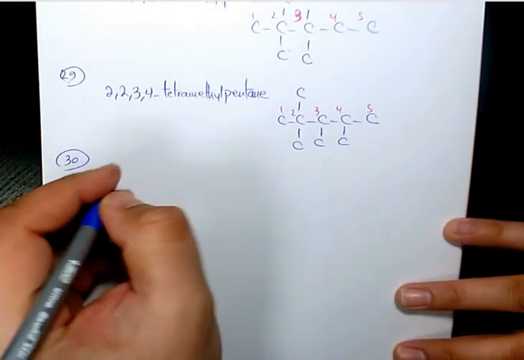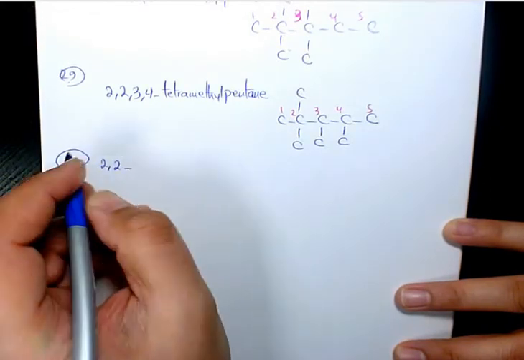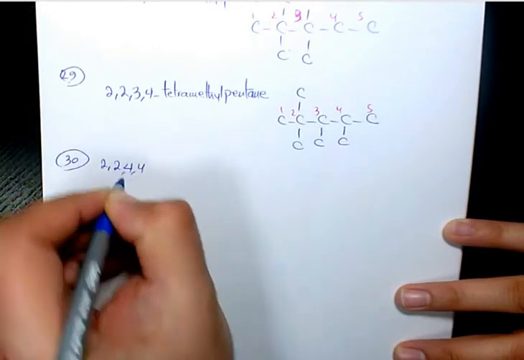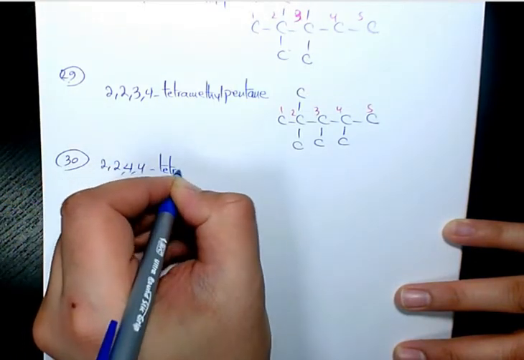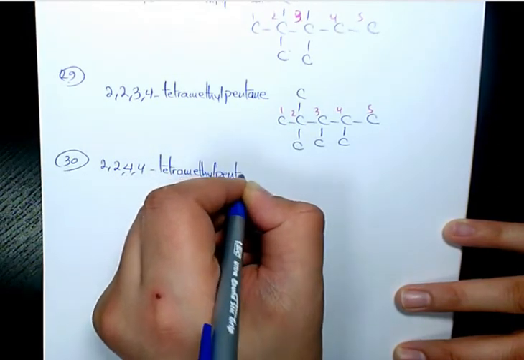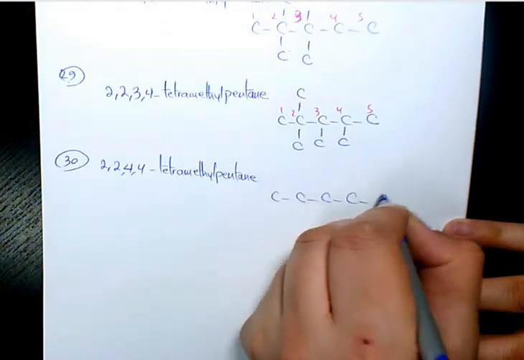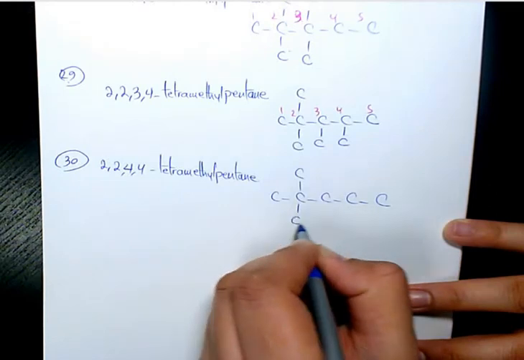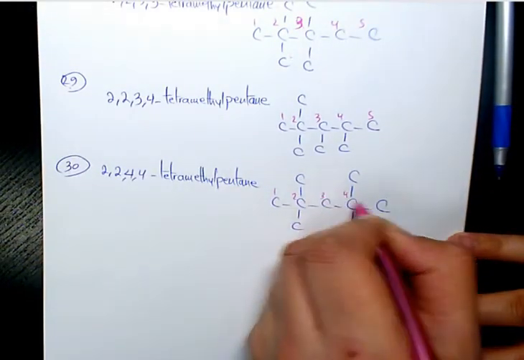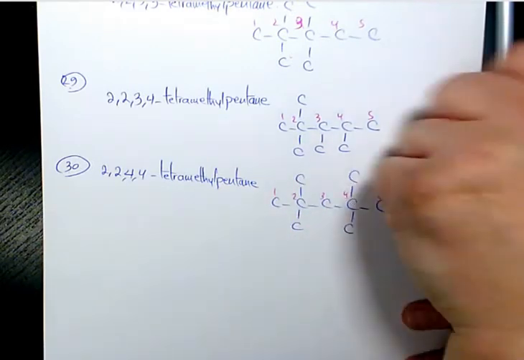Number 30 is going to be 2 and 2, 4 and 4 tetramethyl pentane. It's going to be 1, 2, 3, 4, 5. 2 and 2, 4 and 4. 1, 2, 3, 4, 5. We have 2 methyl groups on the second and 2 methyl groups on the fourth one.